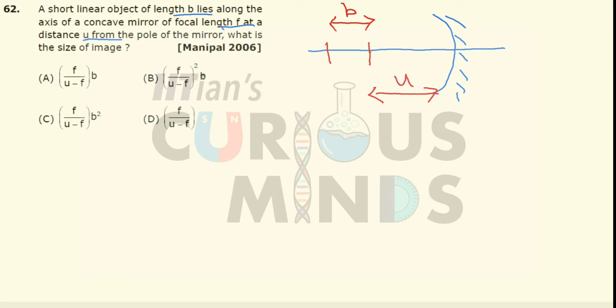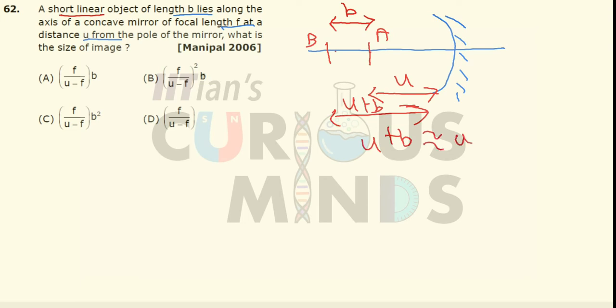I will consider 2 points over here, a and b. The focal length of the mirror is equal to f. If I consider the nearest point to the mirror, it has a distance u. So the farthest point from the mirror will have a distance of u plus b. But it is given that it is a very short linear object, so u plus b will approximately be equal to u, but I will substitute this later.